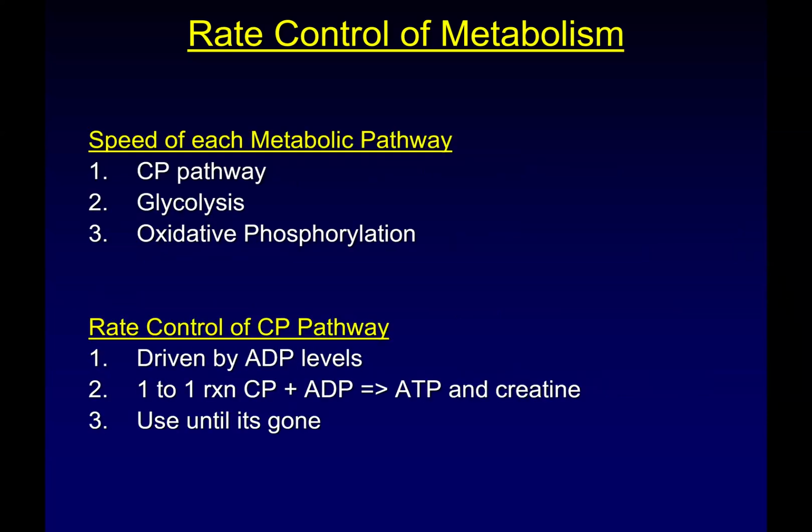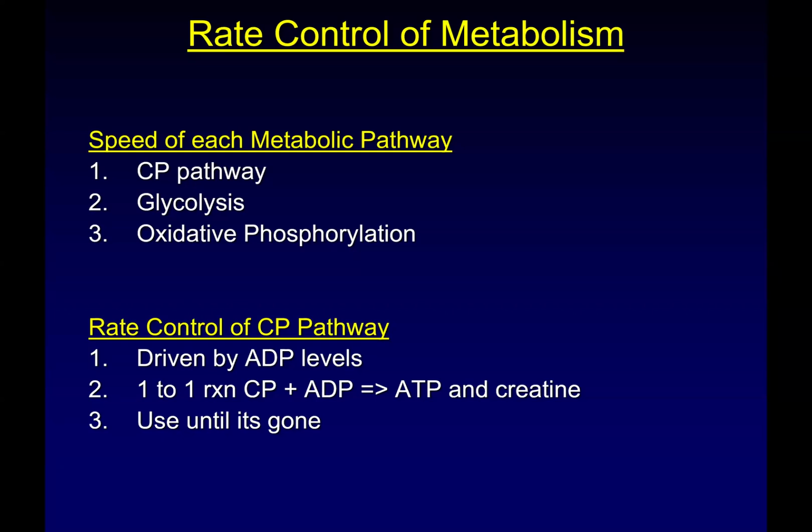Okay. Remember, the speed of the pathways is pretty simple. Creatine phosphate, phosphagen systems are the fastest. Glycolysis is the second fastest. And then I'm calling this oxidative phosphorylation, but it's sort of Krebs and the electron transport chain, is going to be the slowest. Okay. Why is this the order? It's really important that we understand the order.